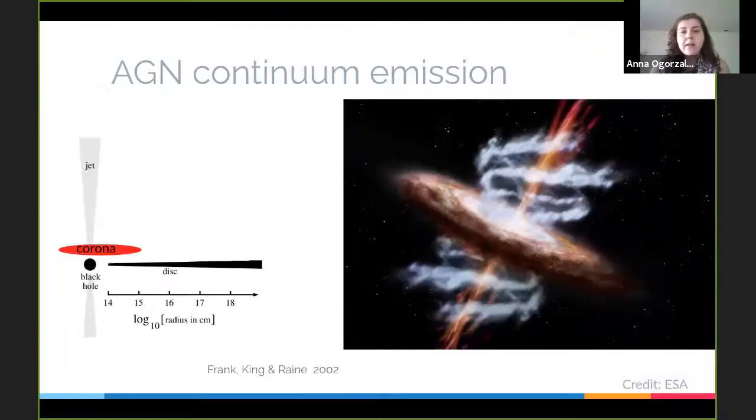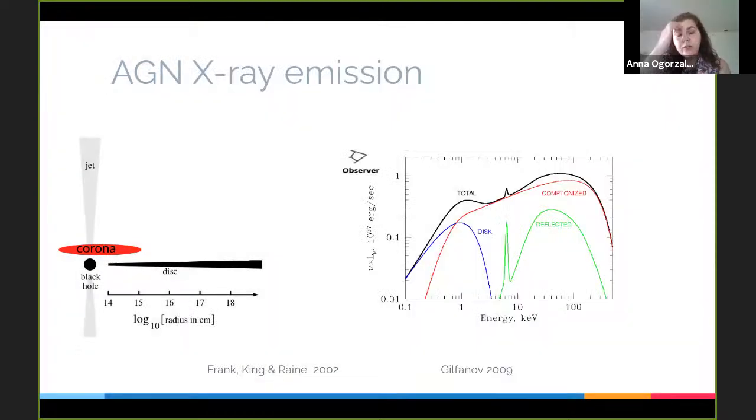Okay, so now let's think of the X-ray photons that are emitted by our actively accreting supermassive black hole. We have a physical cartoon of such a system on the left, with the accretion disk and the potential jet, as well as a population of hot electrons at the base of the jet, that is called the corona. Now on the right, we added a typical continuum emission from the system. We have the photon flux on the y-axis and photon energy on the x-axis.